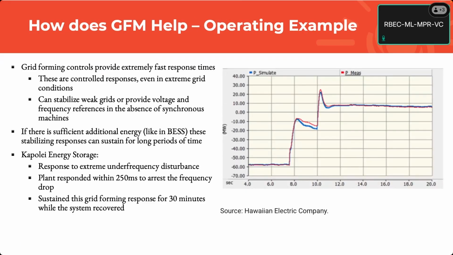This is an operating example here. This was in Hawaii, and it's an example of how these controls are working. Very, very fast response times. This was a very fast and very controlled response time. The difference between a fast response and a fast controlled response: you don't always want a fast uncontrolled response, because that's not really great. But a fast controlled response is really useful for supporting the grid throughout these types of events. You probably know more about this than I do. Do you want to talk about this one? Sure, I know a lot about this one.